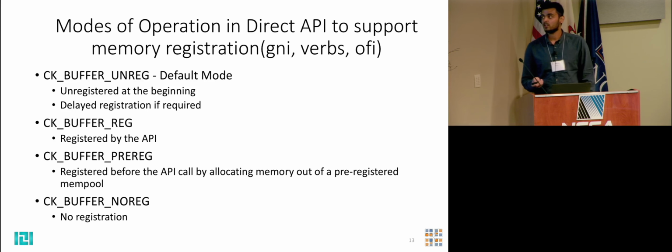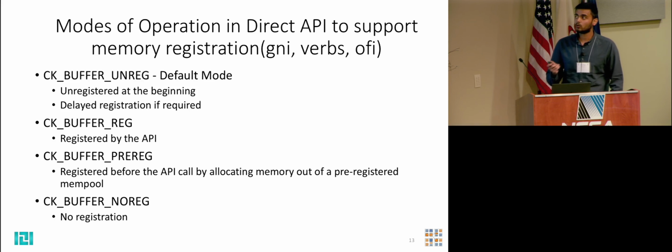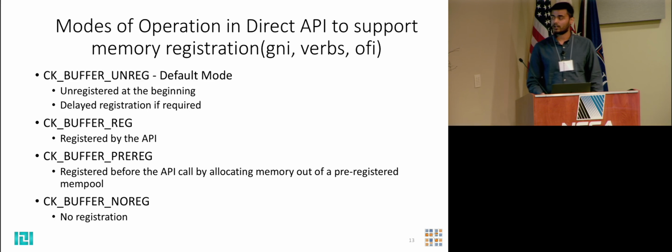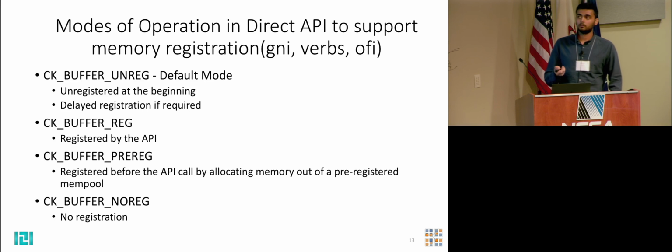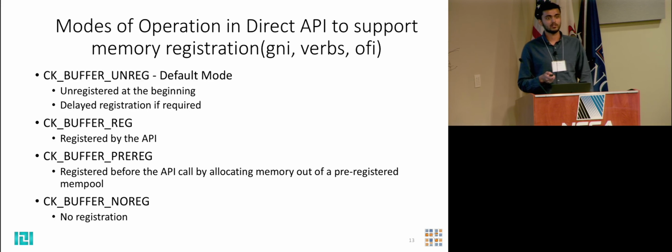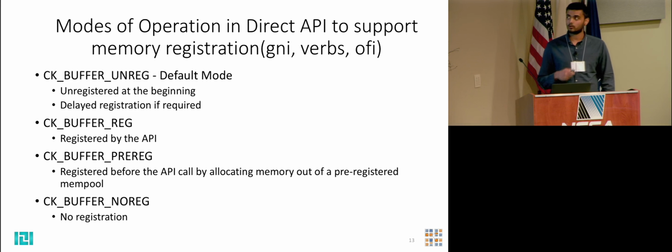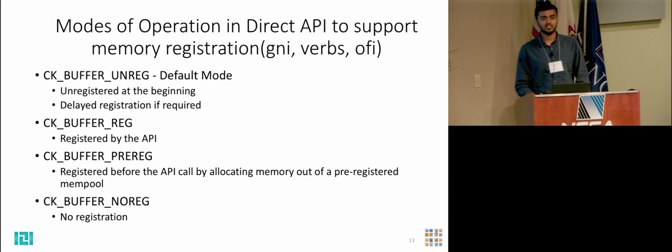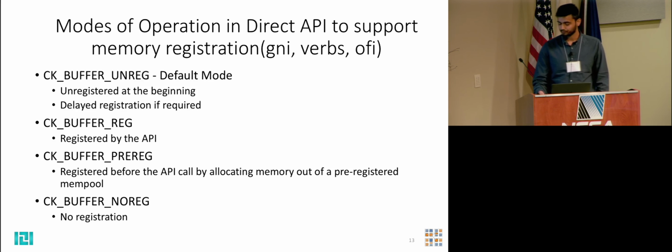In such cases, there is no registration required, so you can take advantage of unreg and save on the registration cost. Similarly, if the receiver is on the same process, because we are dealing with over-decomposed objects, it could be within the same process. In such a case it's just a memcpy and you don't really need to do any CMA or RDMA related operation.